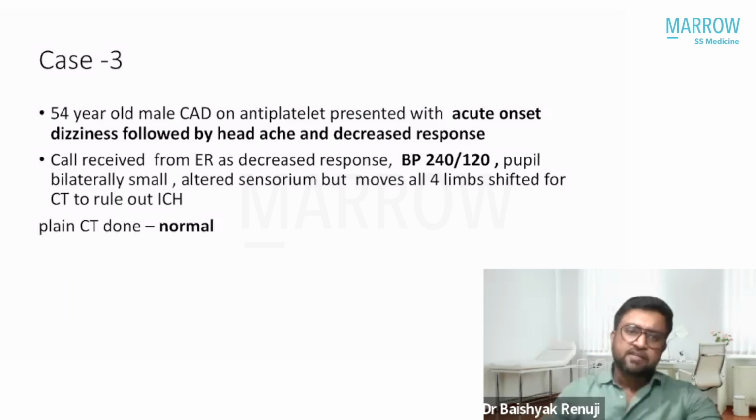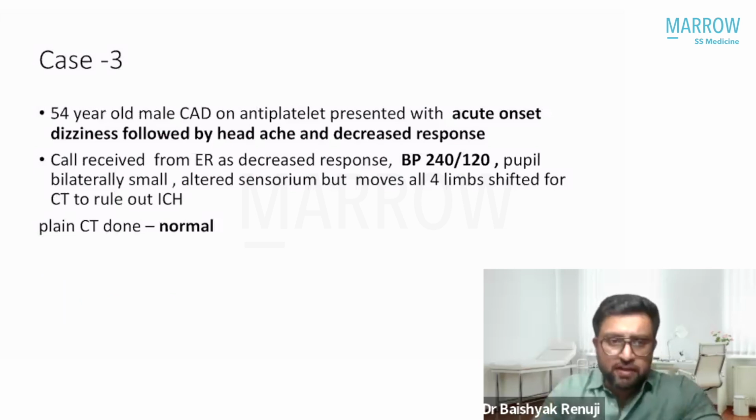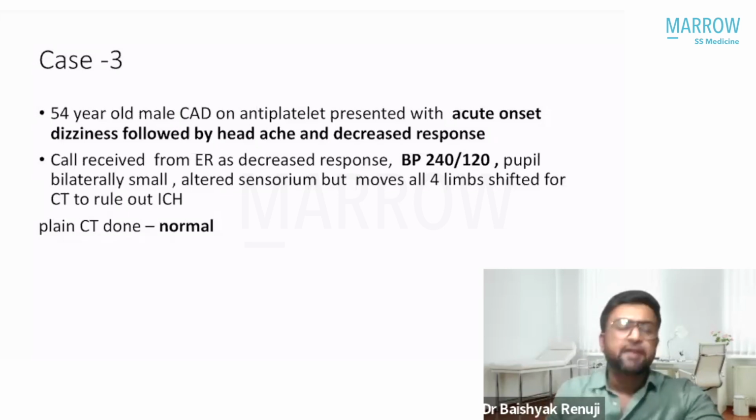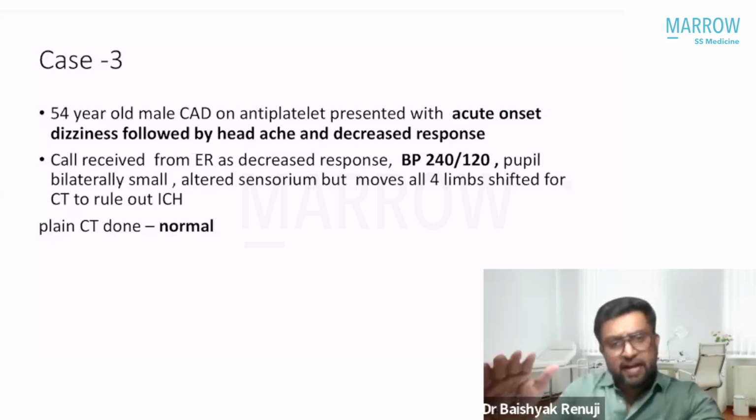So coming to the next case, case number 3. We have 4 cases totally. Case number 3 is a 54-year-old male with CAD, coronary artery disease, on antiplatelet. He presented with acute onset dizziness followed by headache. Actually, he was watering his plants in his garden. Suddenly, he felt dizzy and a severe headache. He lay down there only.